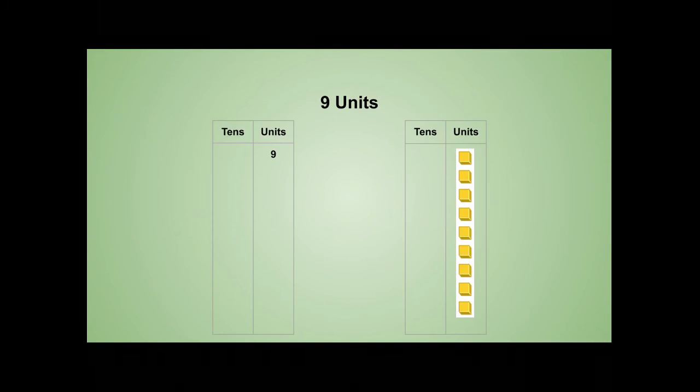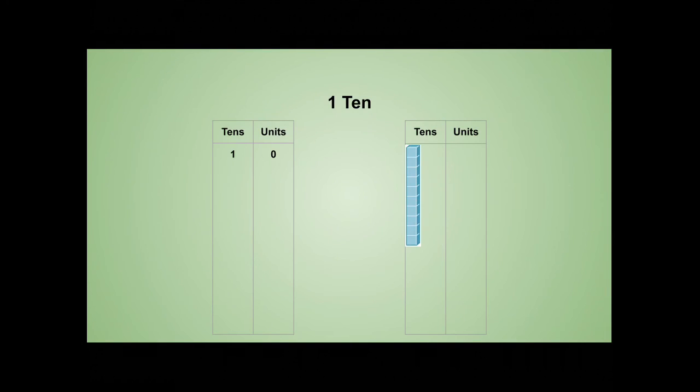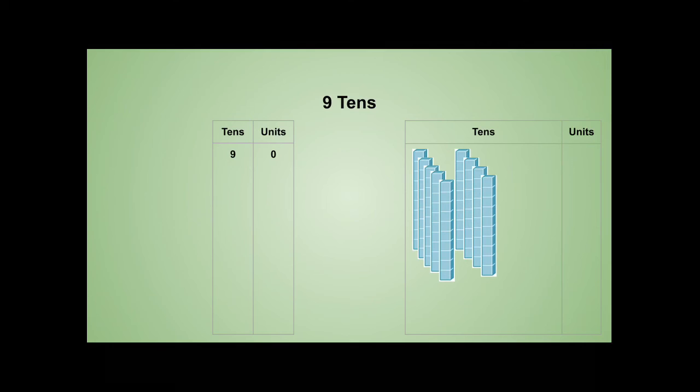And when we get to 10, you'll notice that we have no units in the ones place, and we move it over to the tens place because 10 units equals 10. You see that? 0 in the units place, 0 in the ones place, and 1 in the tens place. There we go. 10, 2, 3, 4, 5, 6, 7, 8, 9.